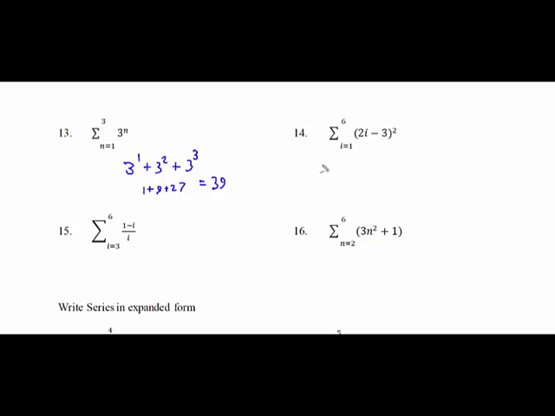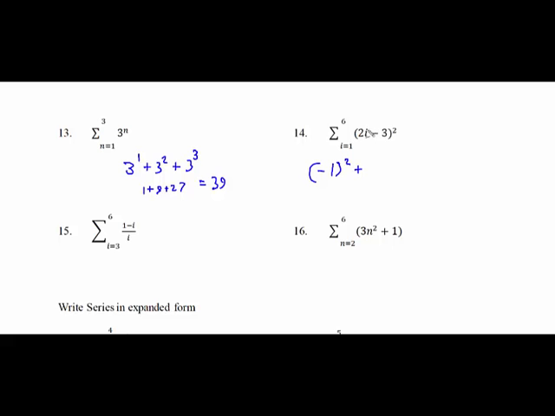Alright, so problem number 14. I'm going to plug in 1 through 6 for my letter i. And since this is going to be a 6-term problem, I'm going to do this in my head. I'm going to do a little mental math here. I'm going to go 2 times 1. 2 times 1 minus 3 is negative 1 quantity squared. That's my first term of 6.